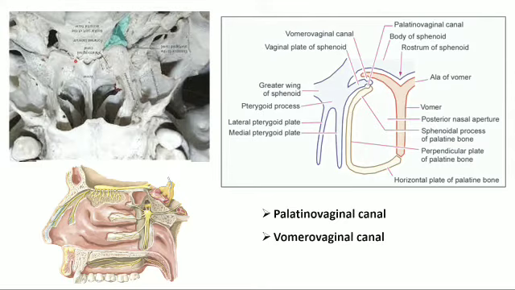You have to expect the vaginal process in this direction. And between the ala of vomer and vaginal process is the vomerovaginal canal, and beneath, between the vaginal process and the sphenoidal process, you have the palatinovaginal canal. So this is the area of vomerovaginal and palatinovaginal canal.